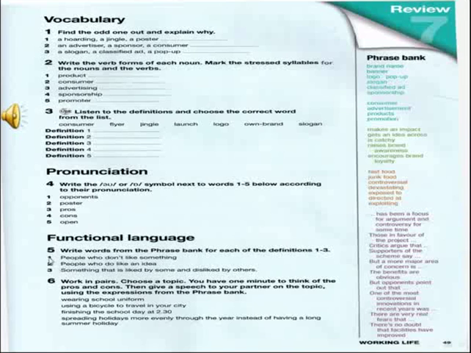Now switch off the video. 1. People who don't like something. We call these people critics. Maybe we find it here: critics and opponents. So critics and opponents, what does it mean? It means people who don't like something.